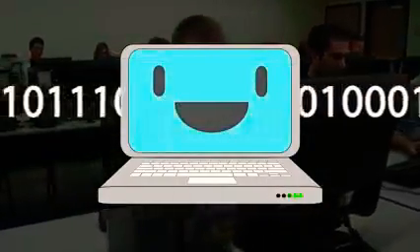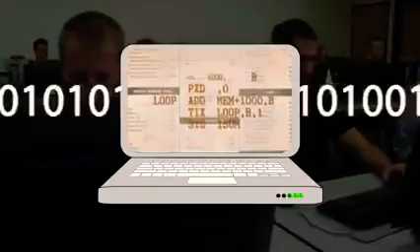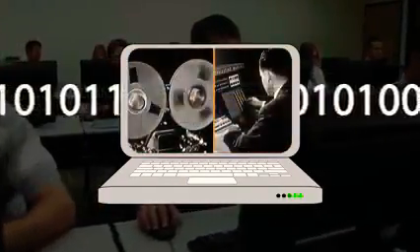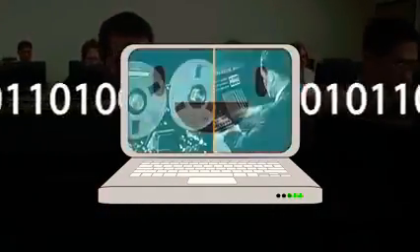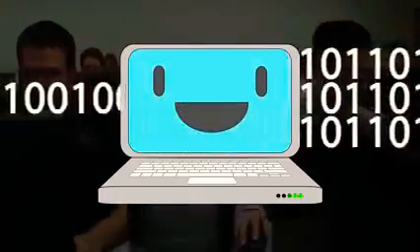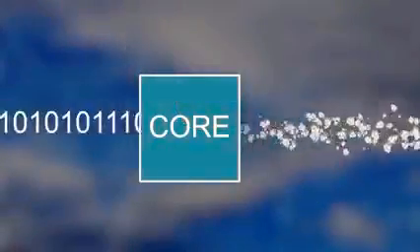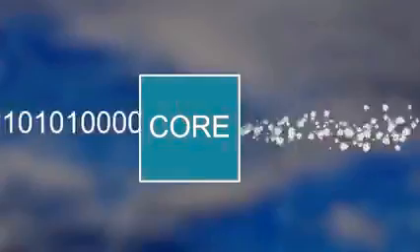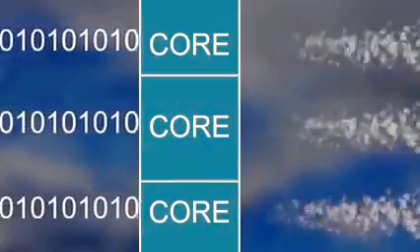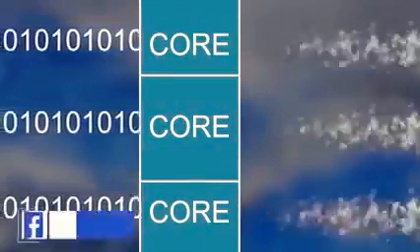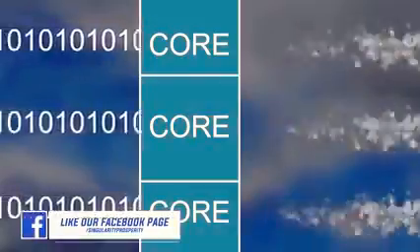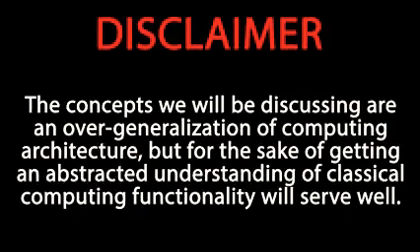In other words, as mentioned in the first video in the series, Computing Origins, executing various instructions extremely fast in order. But to the average user, it appears to be running them in parallel, meaning multiple instructions at a time. This is due to many hardware and software optimizations to allow for asynchronous operation. By the end of this video, the distinction between parallel and asynchronous operation will become clear, but first let's see how a classical computer works. As a disclaimer, the concepts we will be discussing are an overgeneralization of computing architecture, but for the sake of getting an abstracted understanding, it will serve well.